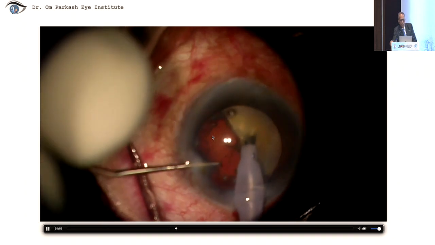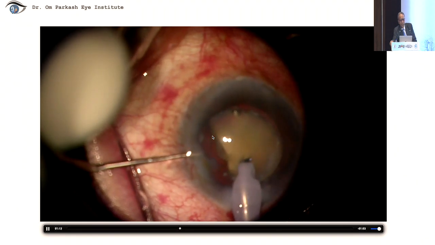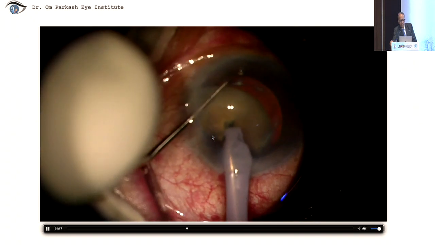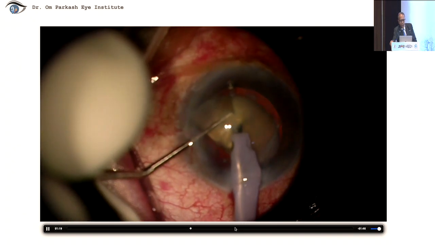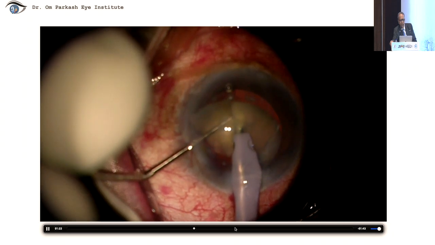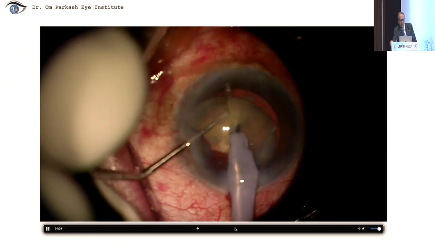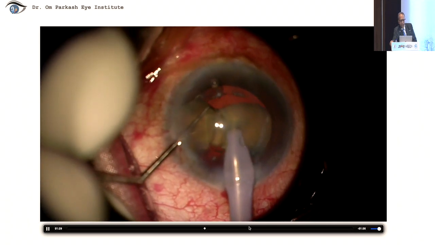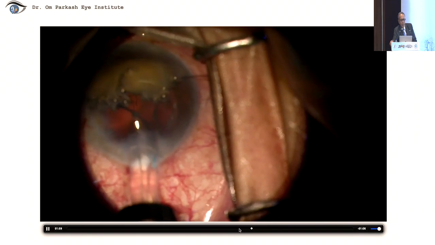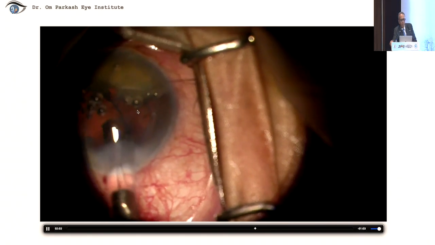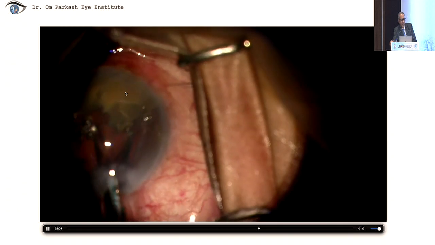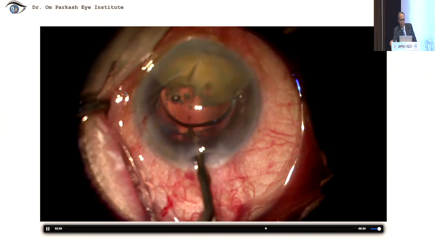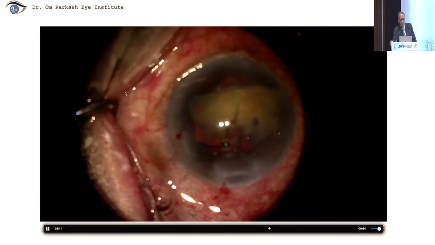So I pulled it forward, but then it's a large nuclear fragment, so I thought I'll chop it again. And once I chop it, then I will use Dr. Amar Agarwal's technique of using the IOL as a scaffold. Here the IOL is going in. The nuclear fragments have been pulled forward, and because of paucity of time, I just ran forward. So I'll just place it on the iris or in the sulcus.